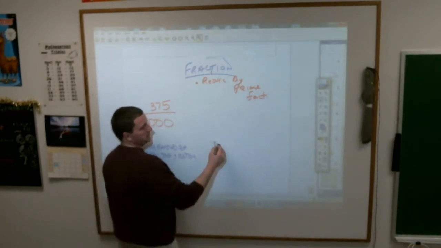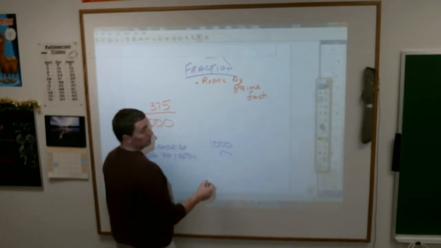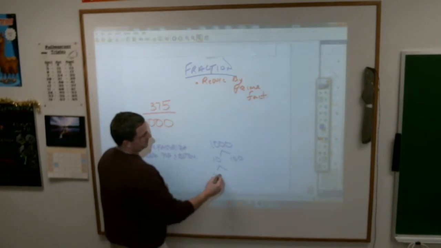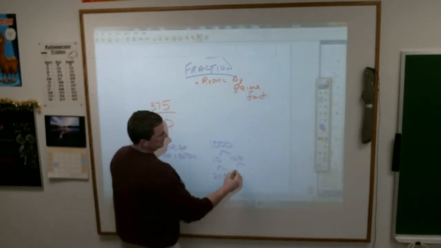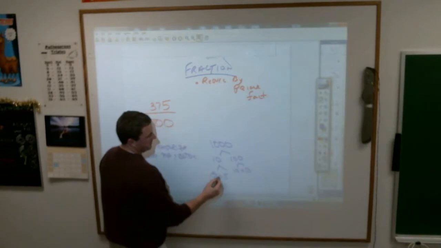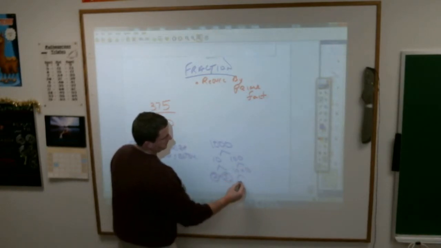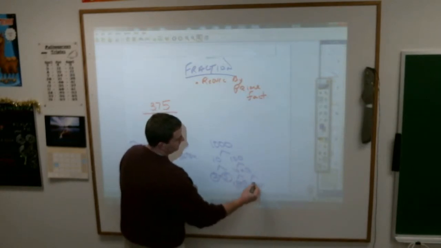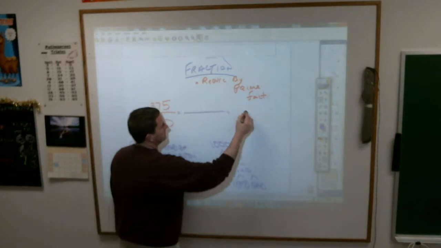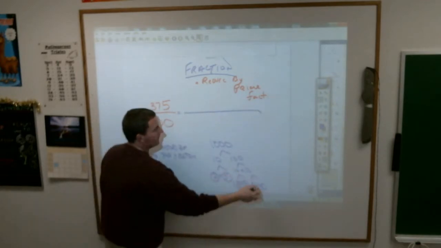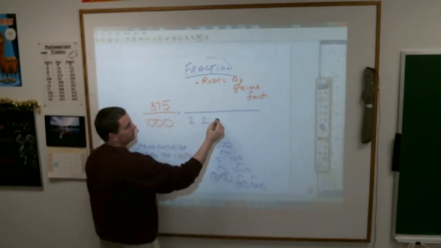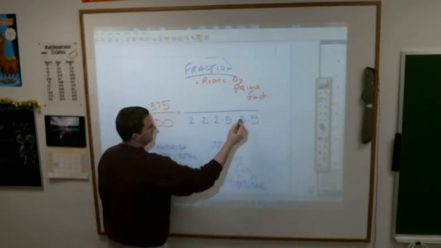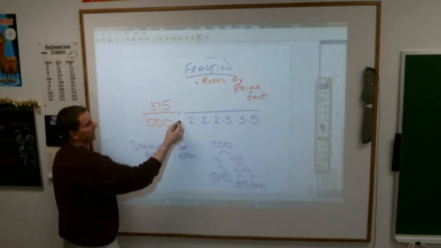Let's do 1,000 in the tree form. 1,000 is 10 times 100, correct? 10 is 2 times 5, 100 is 10 times 10, we can stop with these. 10 breaks down into 2 times 5, and 10 breaks down into 2 times 5. So, I'm going to rewrite this. Instead of writing 1,000 on the bottom, I'm going to write down its prime factorization, which is 2 times 2 times 2 times 5 times 5 times 5. That's what 1,000 equals prime factorized.